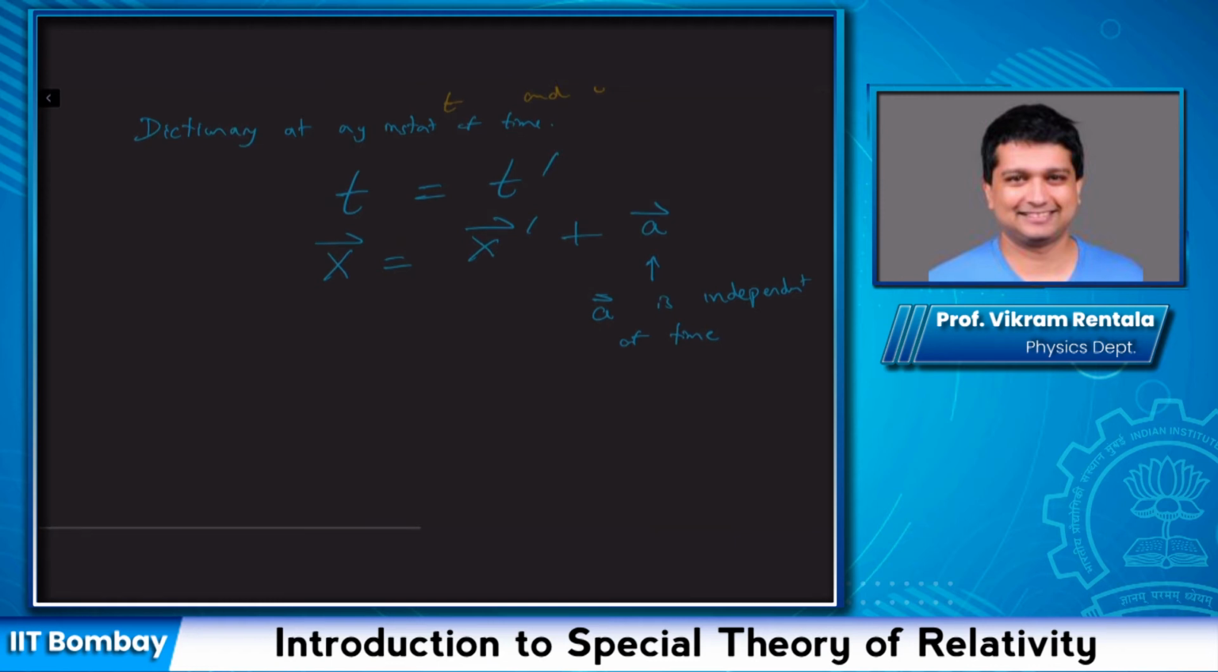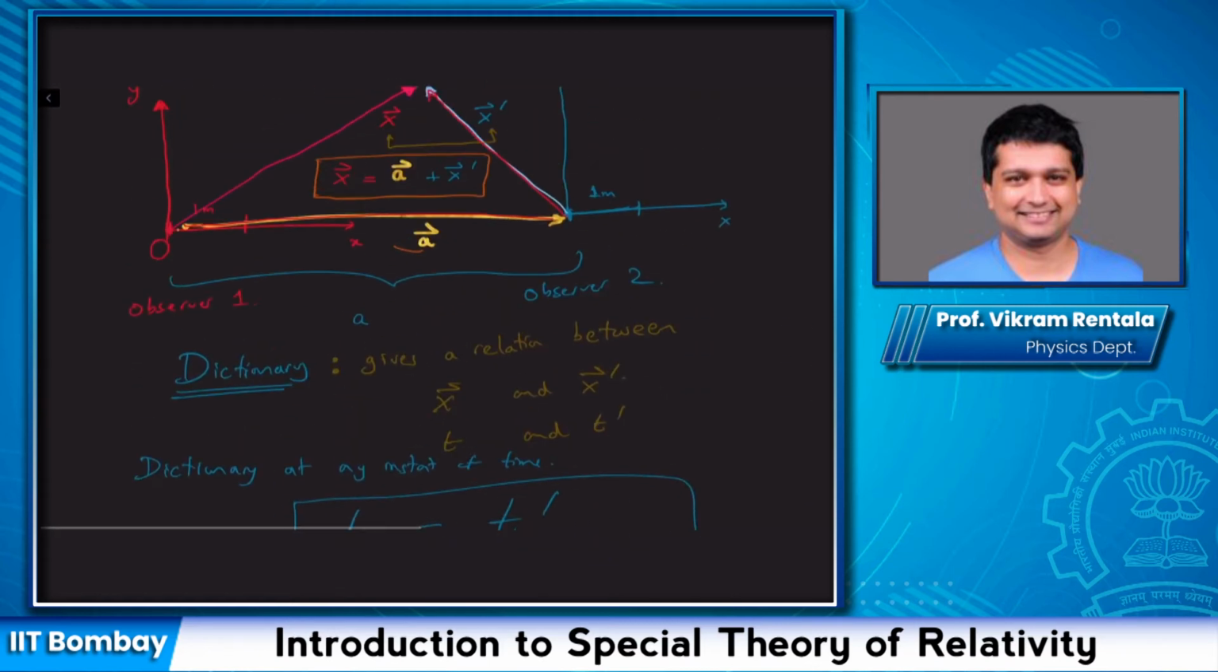Which means that since this dictionary is valid for all times, it should be true that if the position of the particle changes, so it's now at a position x bar at some time t in the future in the old observer's coordinate system, in the new observer's coordinate system it would be at x bar prime at time t prime. t and t prime are the same, with our dictionary. And the relationship between them is still the same. x bar of t is x bar prime of t prime plus this constant shift by a bar. That's easy to see, right?